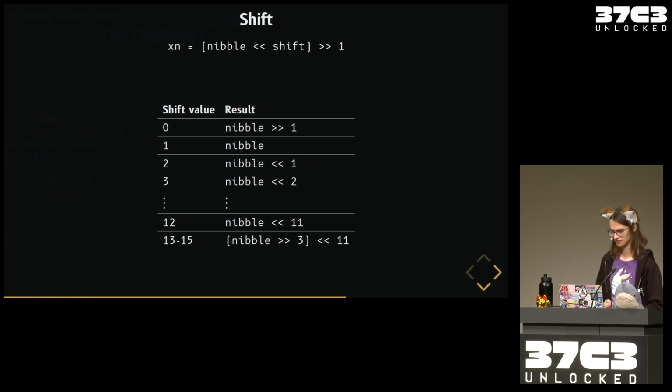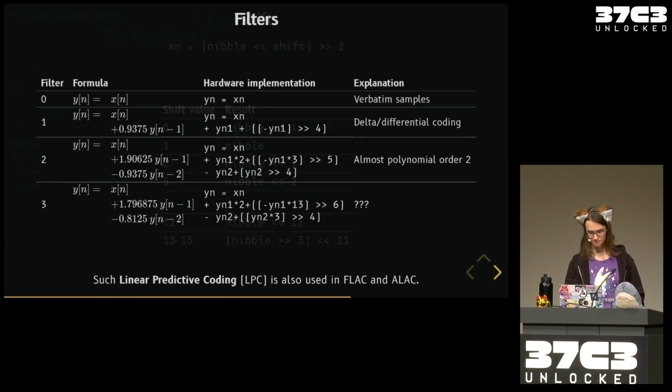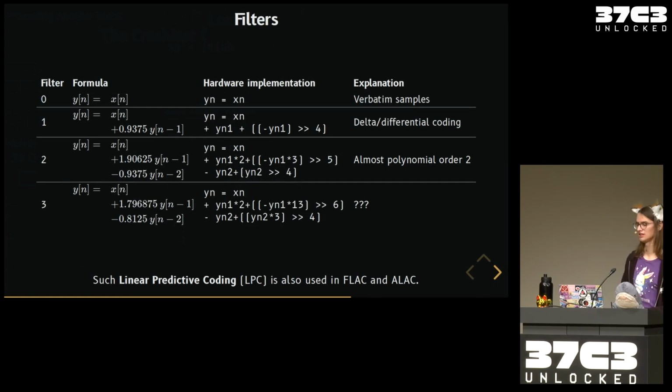And don't use it. This entire shift process, of course, increases the range of our incoming values from -8 to +7 to a much larger range. But importantly, now we pass it through a filter. The filter is also specified in the header, and there are 4 of them.